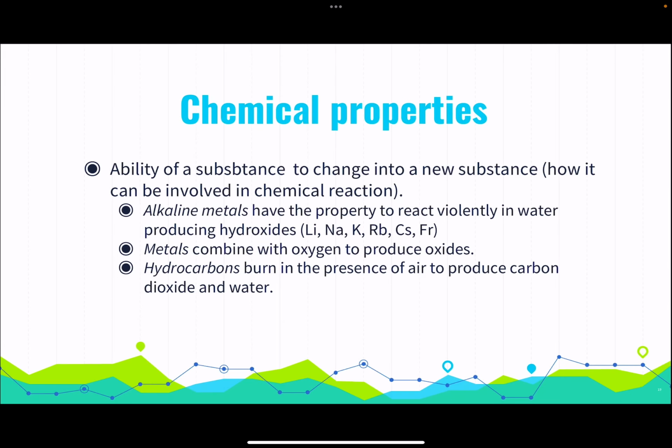For chemical properties, it is the ability of a substance to react. So it says the ability of a substance to change into a new substance, how it can be involved in a chemical reaction. For example, alkaline metals have the property to react violently in water, and they produce hydroxides. Metals can combine with oxygen to produce oxides, and hydrocarbons burn in the presence of air. So those are some chemical properties of these elements.